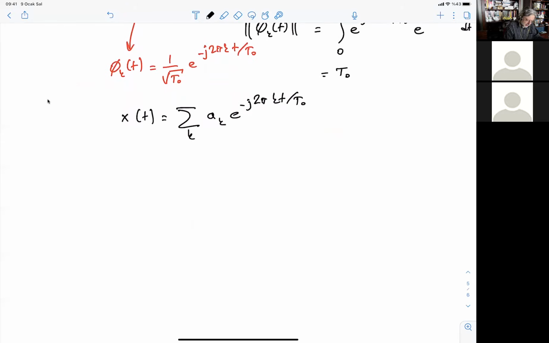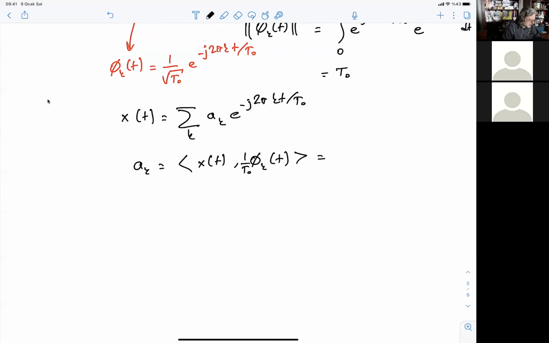And the way to discover the Fourier series coefficients, the a_k's, which is the Fourier transform, as we already know. What we have to do is take the inner product of x(t) and phi_k(t), but with a normalization factor. So actually I have to use 1 over T0 times phi_k(t), because I didn't choose phi_k(t) to be unit norm.